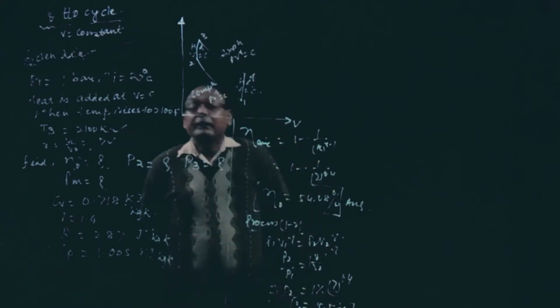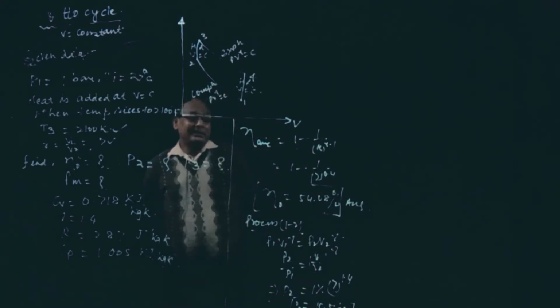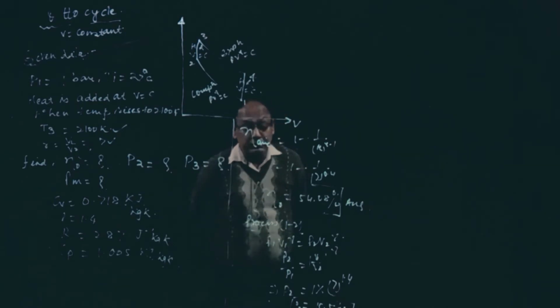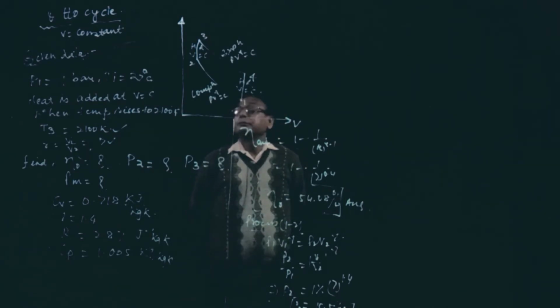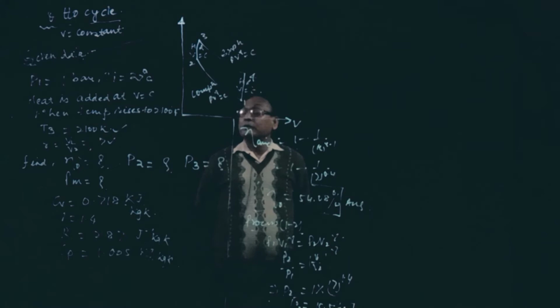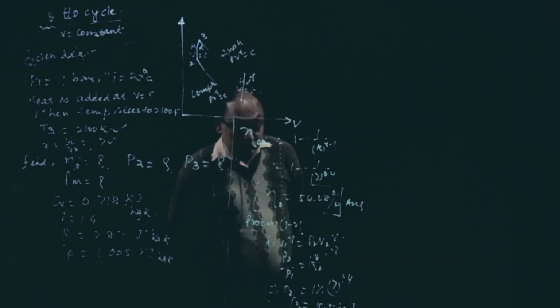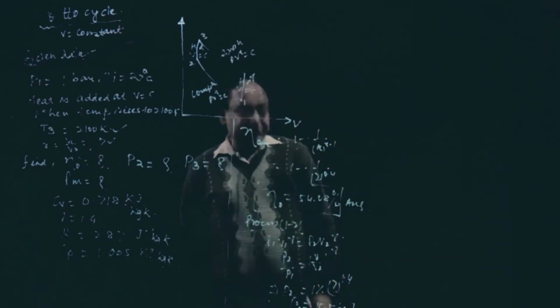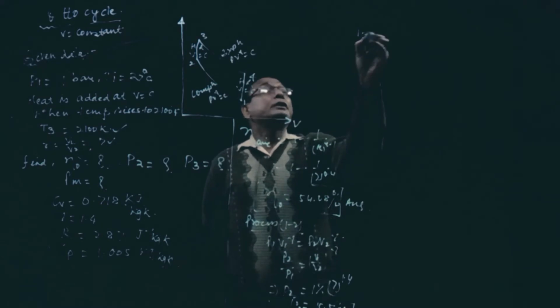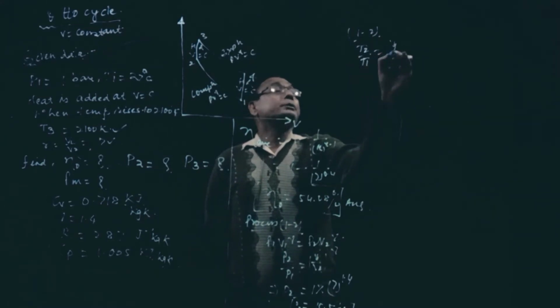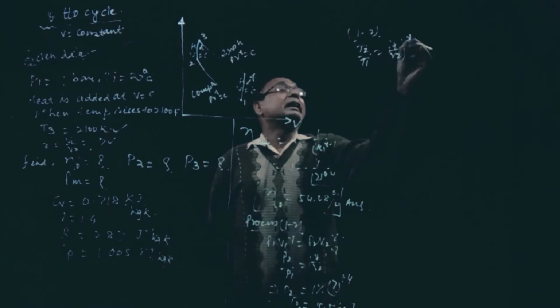Now to find out P3, we have to find out T2 also, because we have to find out the heat transfer. So how to find out T2? During 1 to 2 itself, T2 by T1 will be equal to V1 by V2 to the power gamma minus 1.